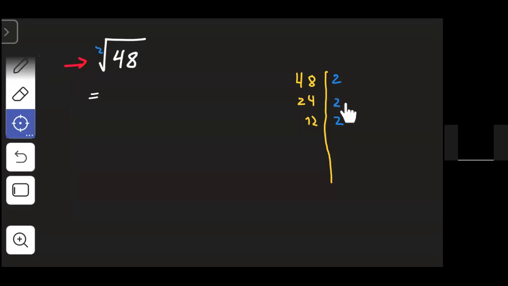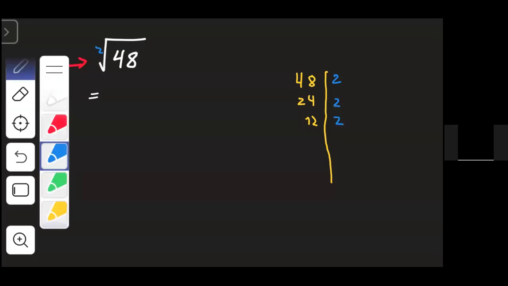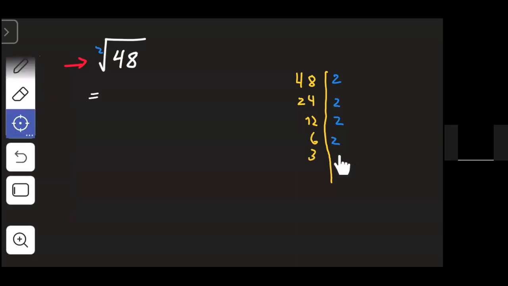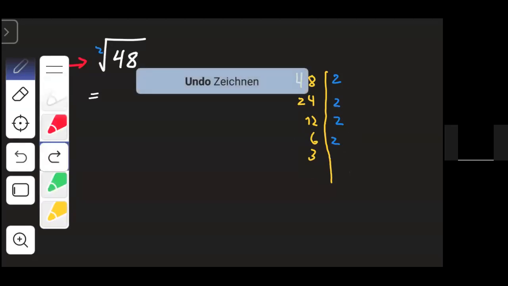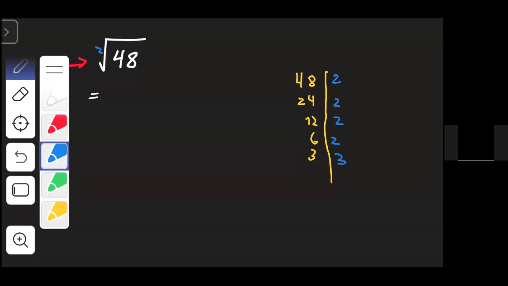And then 2 times what can I get 12? 6. 2 times what can I get 6? 3. 2 times can I get 3? That's not possible, so we use 3 now. It's like a generator here, guys. We're using those numbers. 3 times what can I get 3? 1. And when we get a 1 here, it means we have finished, meaning that we can move on.